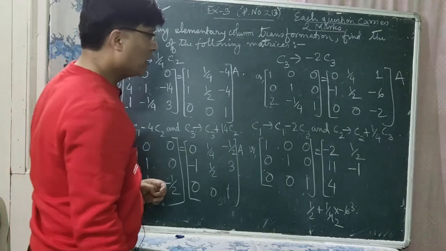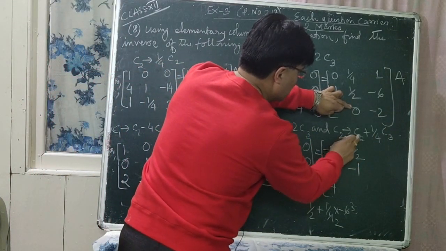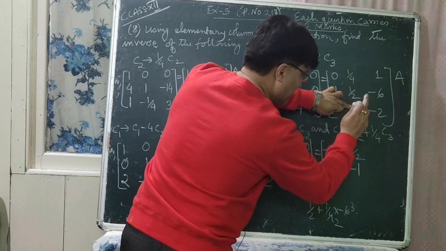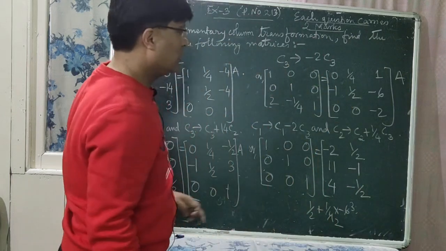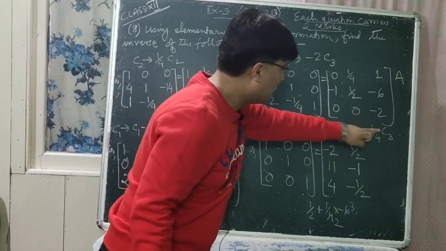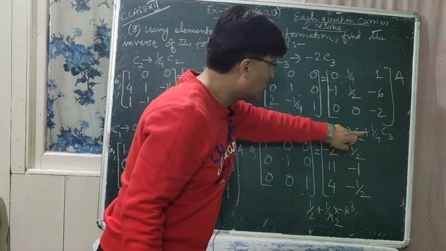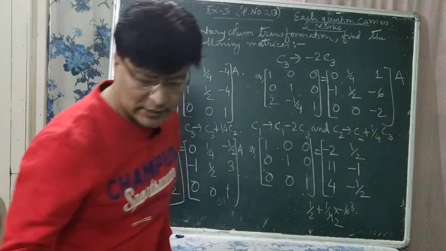Is that clear? Next, C2 is 0 and C3 is minus 2. 0 plus 1/4 into minus 2. 2 1s are 2, 2 2s are 4. That is minus half. So this will be minus half. Is that understood? Put the values: this is 0 plus 1/4 into minus 2, that is minus half. So this is correct.